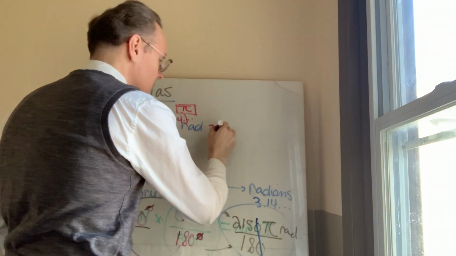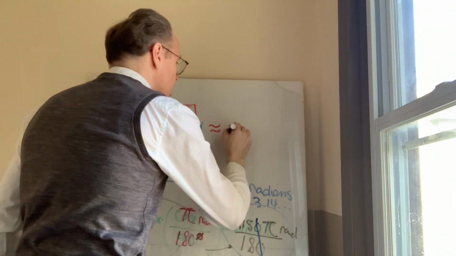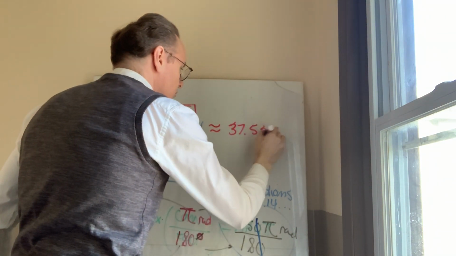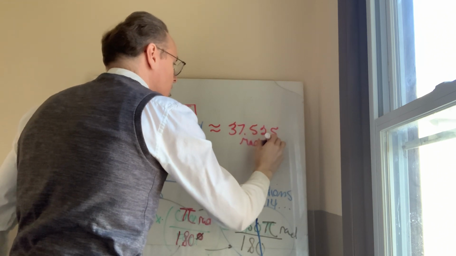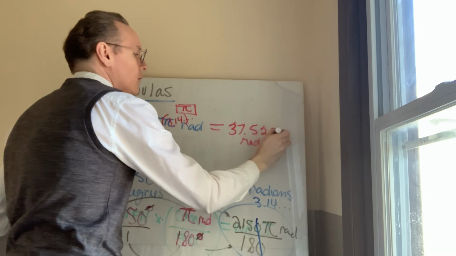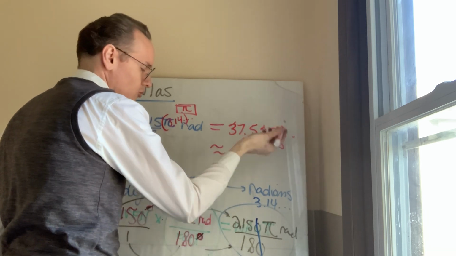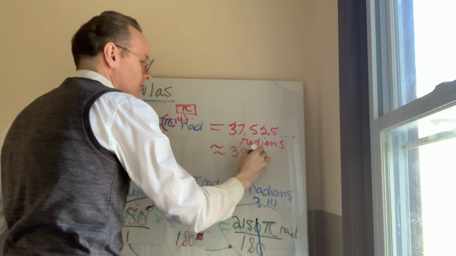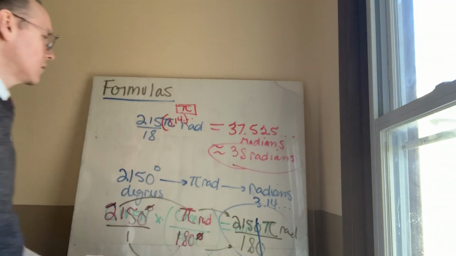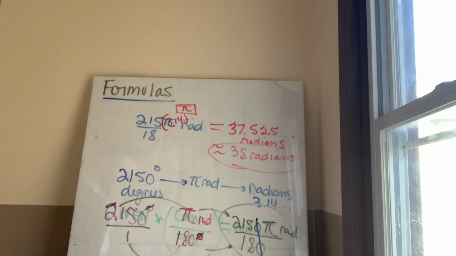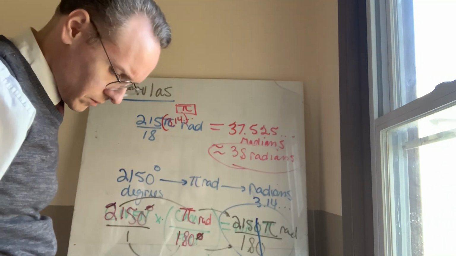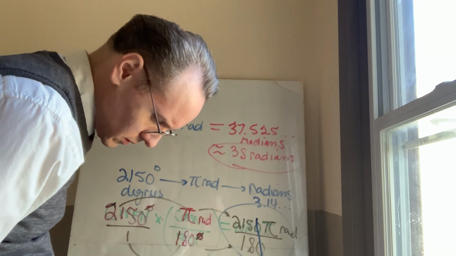It's approximately 37.525 radians. You know, if you want to round it, if you round it to a whole number, about 38 radians. Okay. Just incorporate 3.14 in place of pi as an afterthought. Okay.